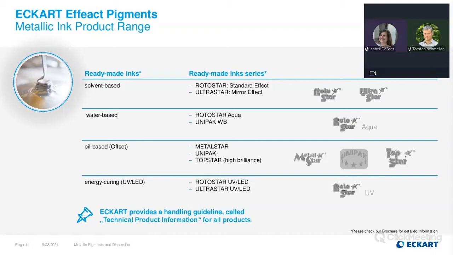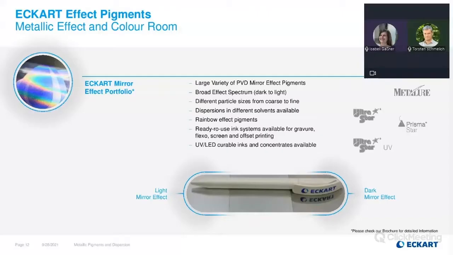For all these kinds of inks, we have some guideline information available in our technical product information. Please also ask us in case you have any additional questions for our ink portfolio. For especially high requirements in terms of metallic effect, especially mirror effects, we have, as we said already, Metaloo as the base pigment, also provided as finished ink called UltraStar, or in UV curable systems, UltraStar UV.